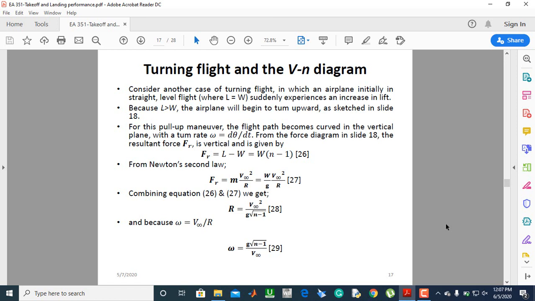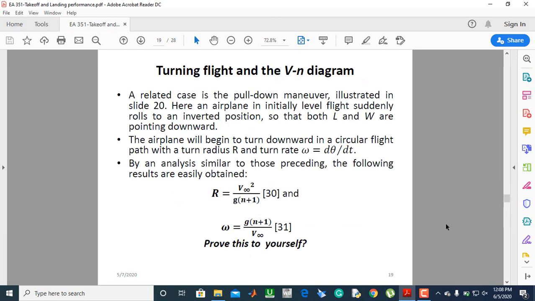And if you equate equation 26 and 27, you get the turn radius equal to v squared over g times (n minus 1), and the turn rate equal to g times (n minus 1) over v n. And please do not confuse the previous equation with this one. This equation is for a pull-up maneuver. The previous equations were for a level steady turn. There is a difference. Okay?